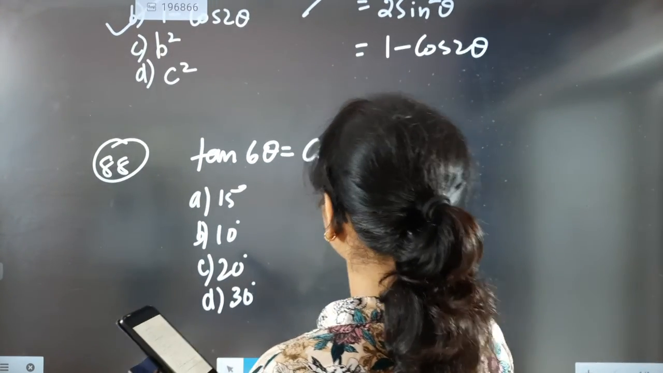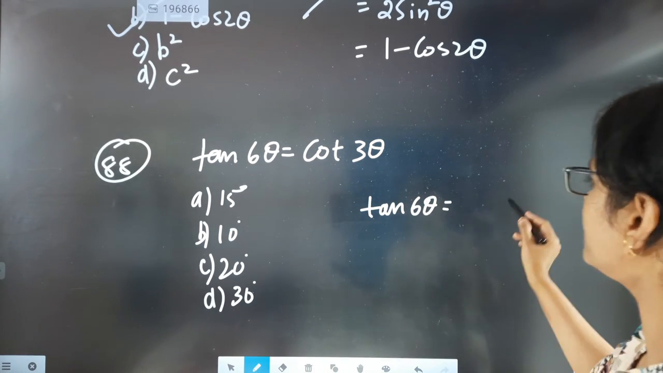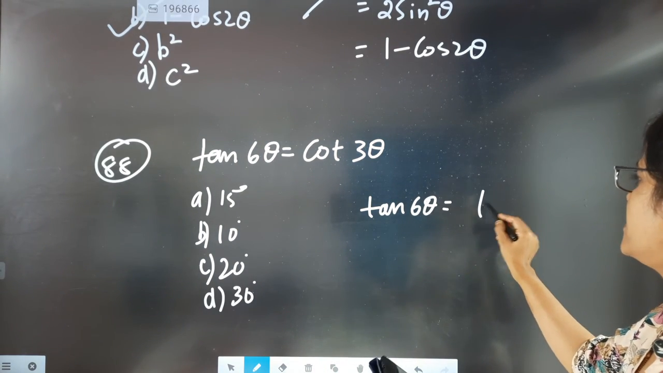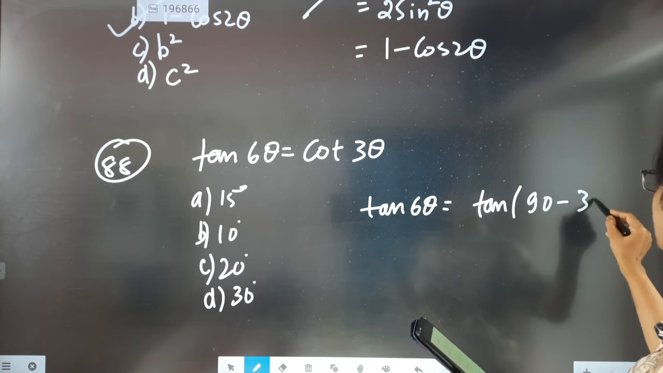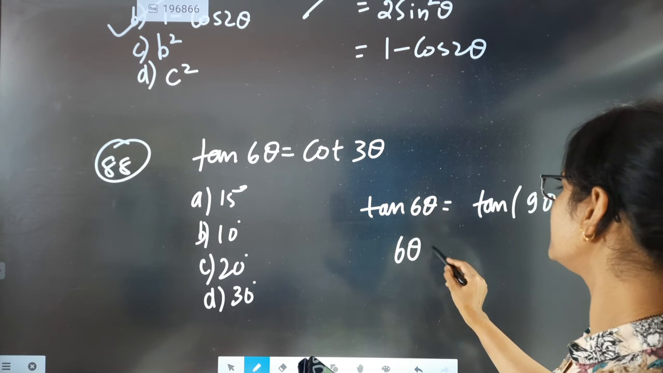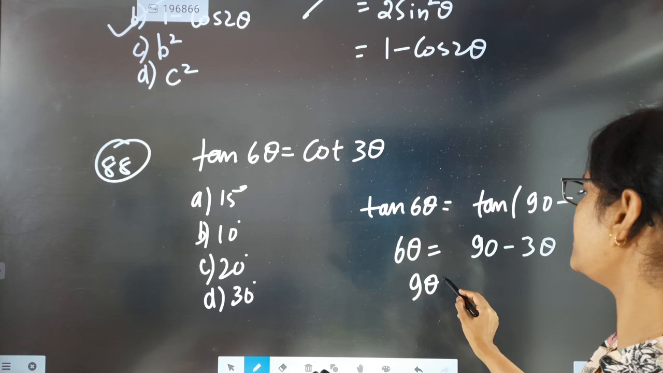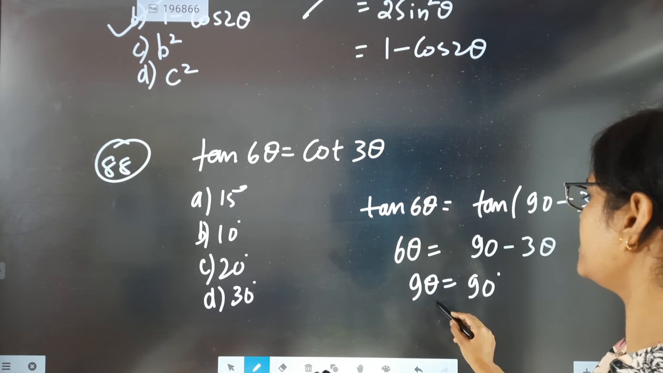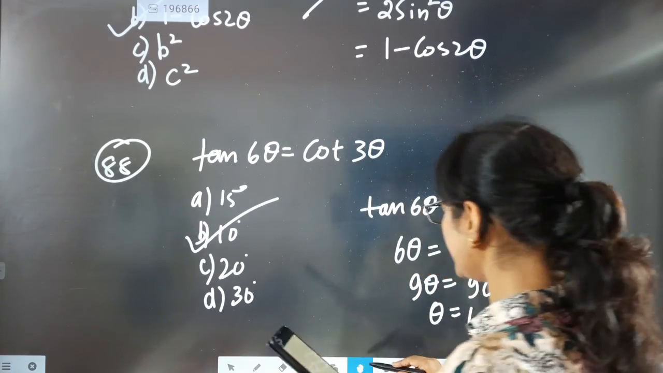Now here tan 6 theta, we will convert the cot into what? We can say that tan of (90 minus 3 theta). Tan of (90 minus 3 theta) will be cot, tan cancel. 6 theta will be equal to 90 minus 3 theta. So 9 theta will be equal to 90 degree. So theta will be exactly equal to 10 degree. So option B will be the correct answer.